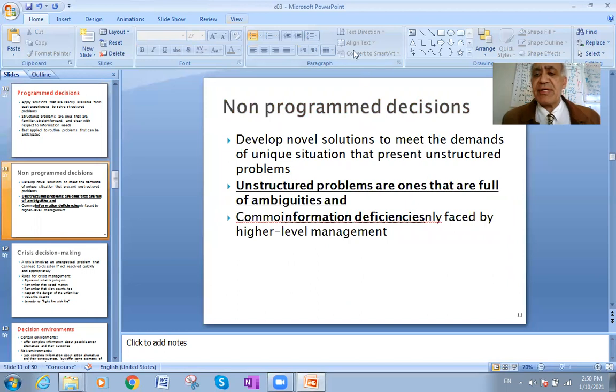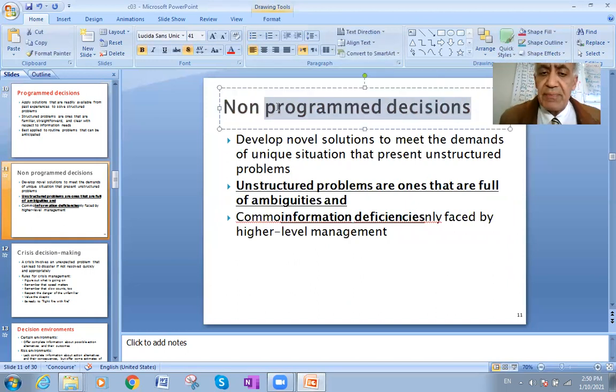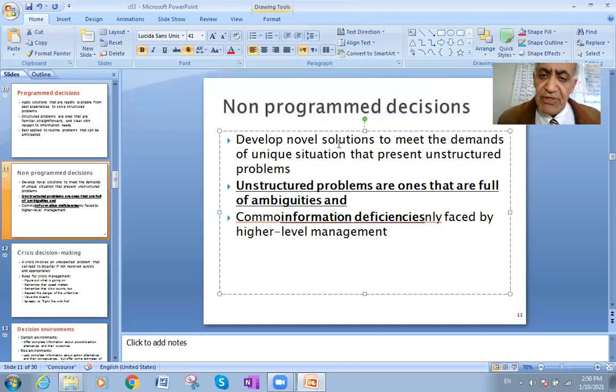But in non-programmed decisions, actually, this is the core of the problem, because we have to develop novel solutions to meet the demands. It is an unstructured problem, so there is ambiguity because you don't know what it looks like. It's in the gray area, not in the white area or the black area. It's not frequent because you rarely face it.